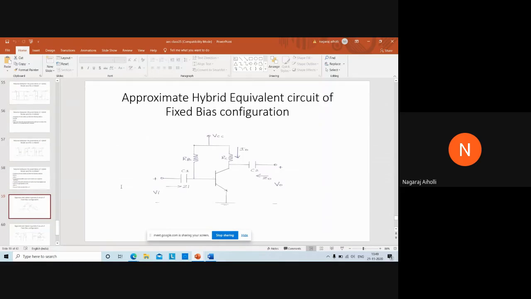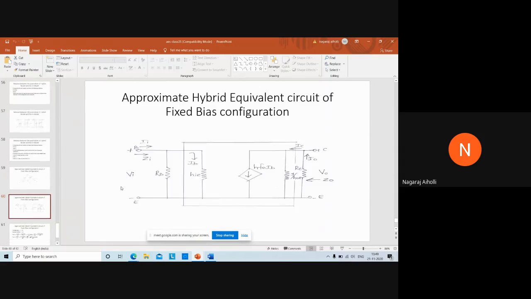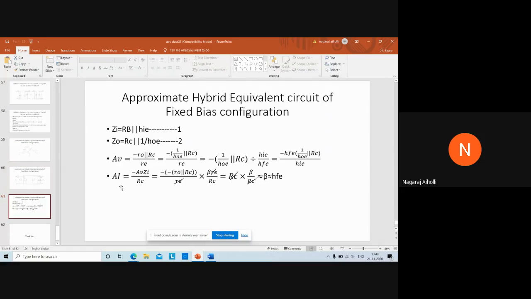Then we drew the approximate hybrid equivalent circuit of the fixed bias configuration. From this circuit, we derived the various performance parameters: ZI is RB parallel HIE, Z0 is RC parallel 1 upon HOE, AV is voltage gain, minus HFE into 1 upon HOE parallel RC by HIE, and current gain AI is approximately equal to beta, that is approximately HFE. Right? I hope everybody followed here, students.